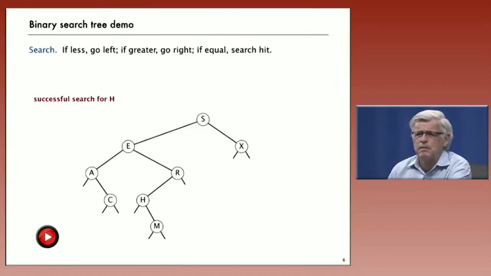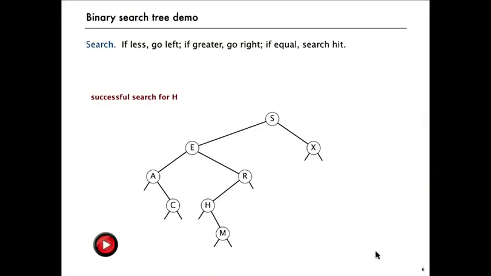Let's look at the keys. So let's look at search first. So here's a binary search tree. Let's do a demo of what different searches will look like in this tree. So there's a tree. S is at the root. Everybody to the left is less than S. Everybody to the right is bigger.